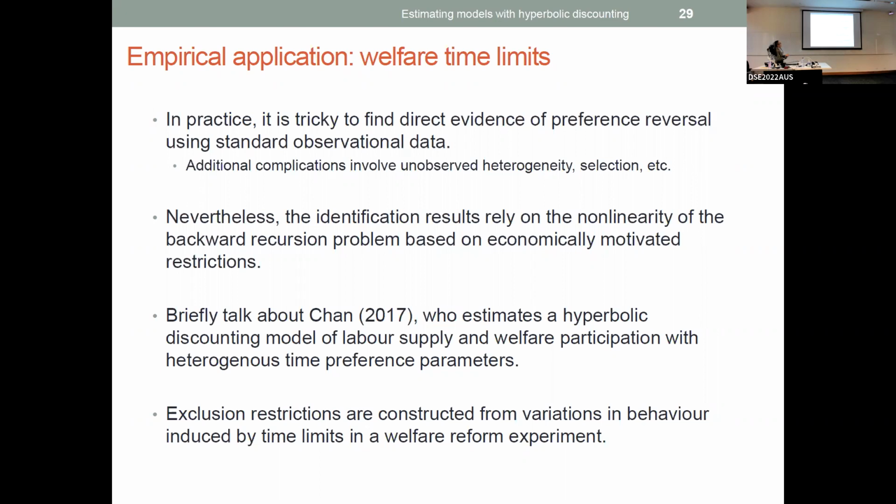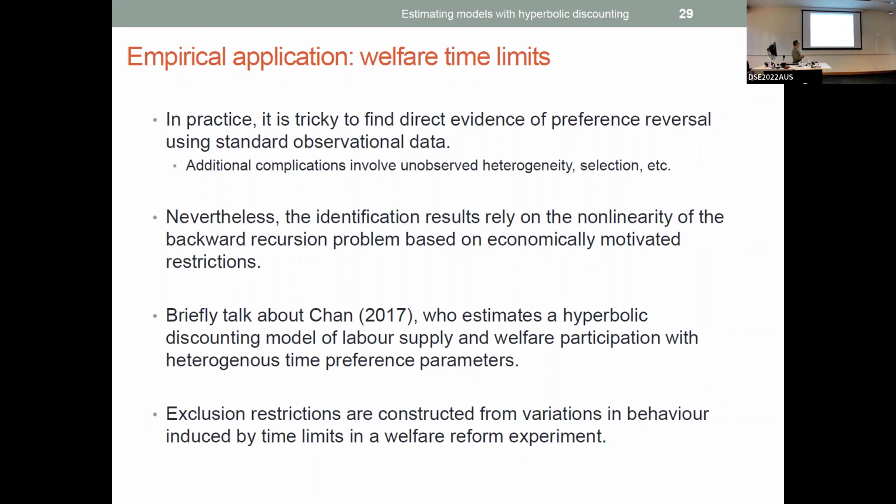This empirical application involves a policy called welfare time limits. But then I have to talk about preference reversal, because it's the historical motivation. In practice, it's tricky to find direct evidence of preference reversal using standard observational data. If you don't have the lab setting, it's pretty much impossible. And we have additional complications involving unobserved heterogeneity and selection. So I won't go into much detail at this point about those things.